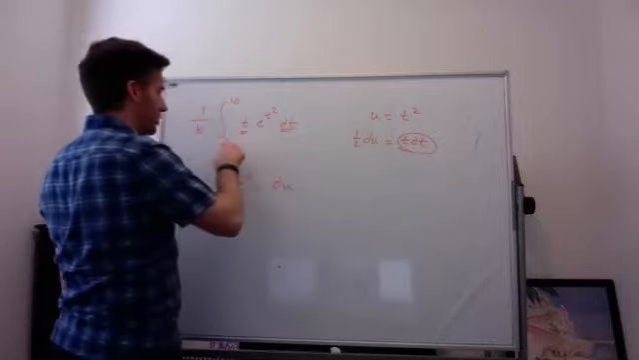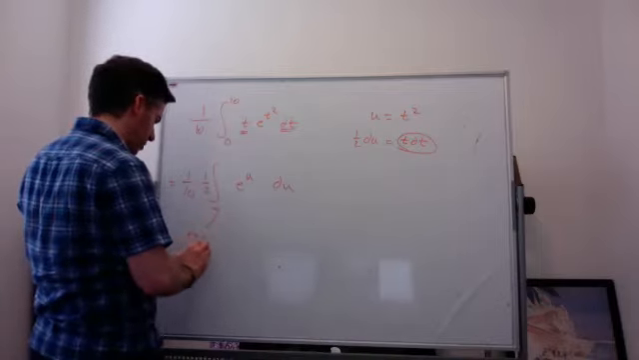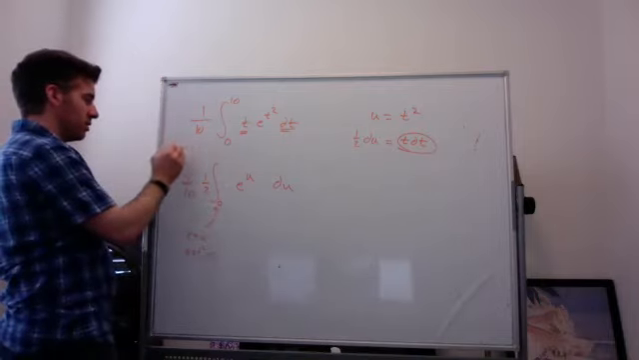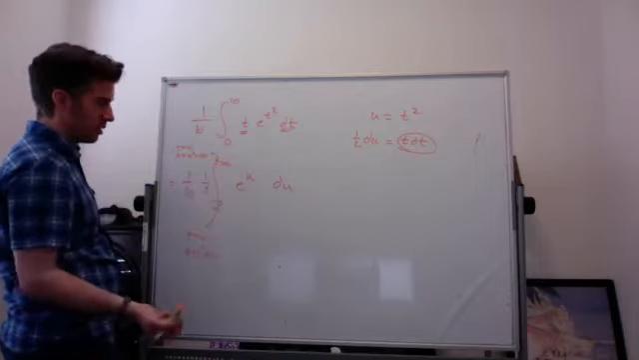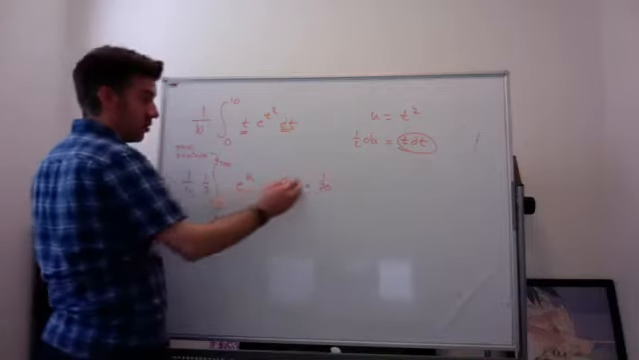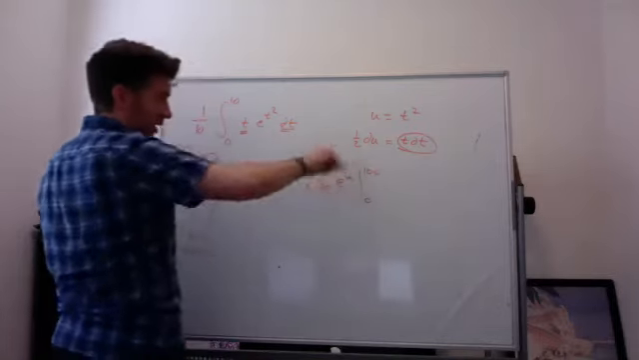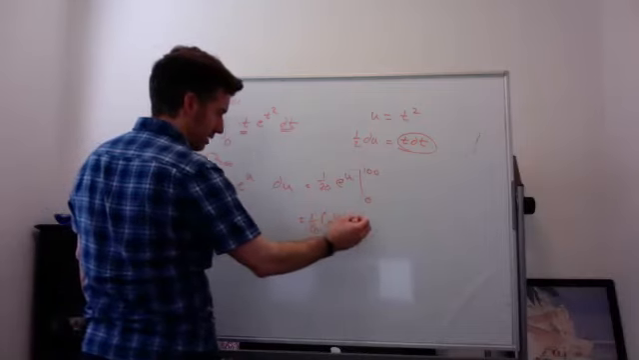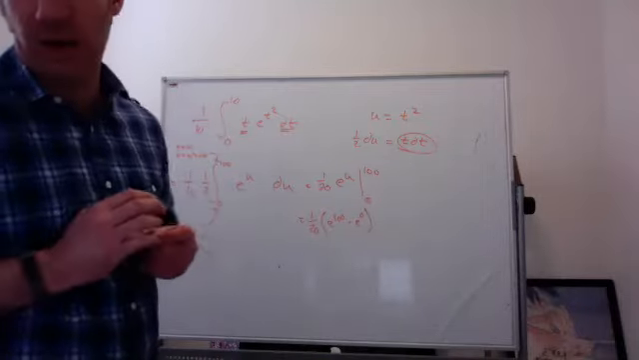So if t equals 0, u is t squared, so u is also going to equal 0. And if t equals 10, u is going to equal 10 squared, which is 100. So then we can say this is 1/2 times the integral of e to the u, which is e to the u from 0 to 100. Then just plug in those values and get the same thing. We get 1/2 times e to the 100 minus e to the 0, which is exactly the same as the other thing. So either way, it's fine.